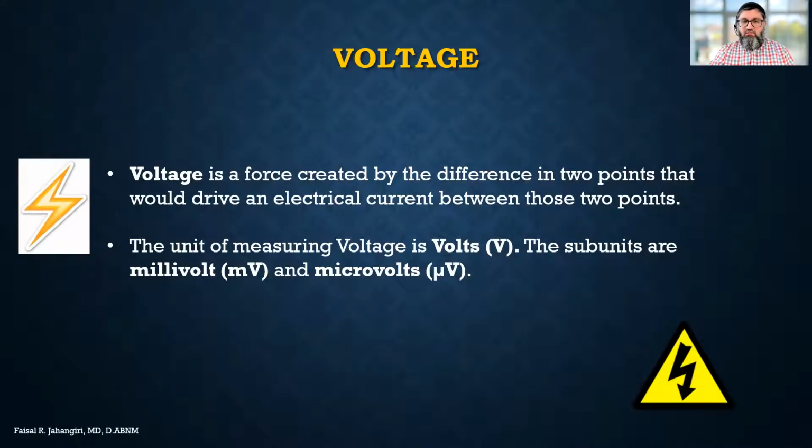So when you have a battery or the power outlet, there are two poles, positive and negative, and the difference in charge between the two will result in a current flow. If there's no difference, there will be no current flow. The unit of measuring voltage is volts, and the sub-units are millivolts and microvolts. So there are 1000 millivolts in 1 volt and 1000 microvolts in 1 millivolt. So 1000 times 1000 is 1 million. There are 1 million microvolts in 1 volt.